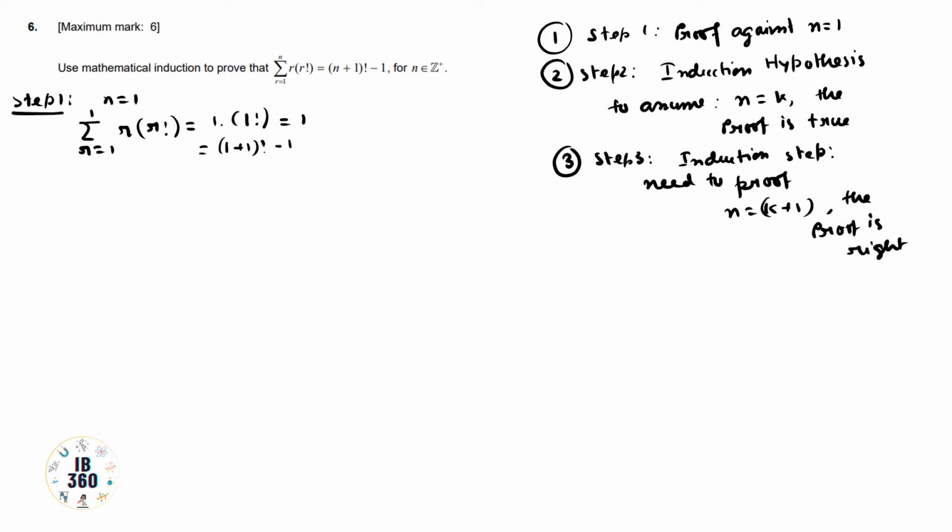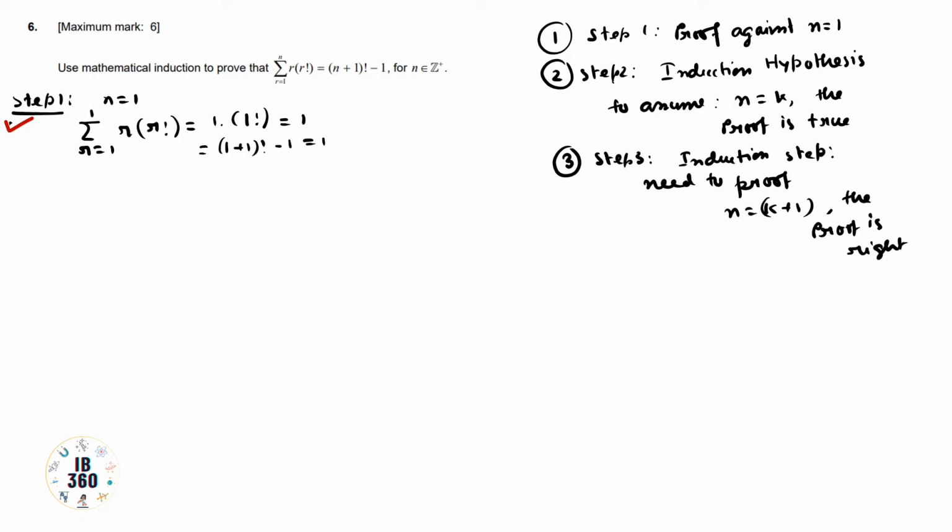Now the right side: we write 1 plus 1 factorial minus 1. We need to write it in this particular format, that is (n plus 1) factorial minus 1. Now you can see the value of the left side is 1, and 1 plus 1 factorial is basically 2 factorial. The value of 2 factorial is 2, minus 1 equals 1. So in this way these two sides are the same. So step 1 is satisfied.